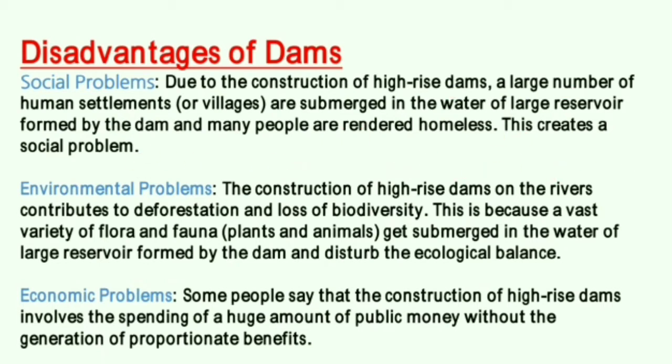Environmental problem. The construction of the high-rise dams on the rivers contributes to deforestation and loss of biodiversity. This is because a vast variety of flora and fauna gets submerged in the water of a large reservoir formed by the dam and disturb the ecological balance. Economic problems. Some people say that the construction of high rise dams involves spending a huge amount of public money without the generation of proportionate benefits.